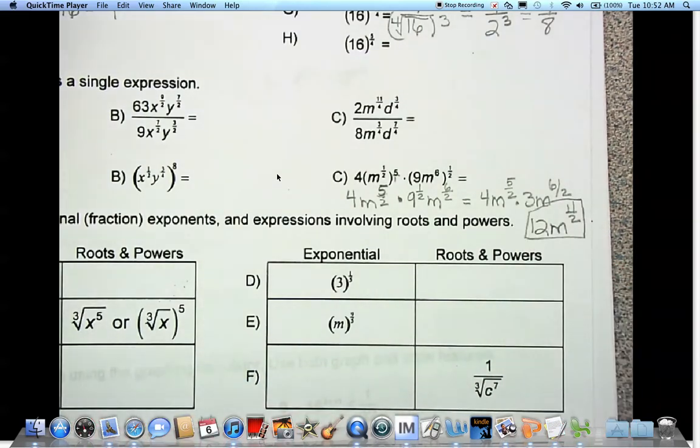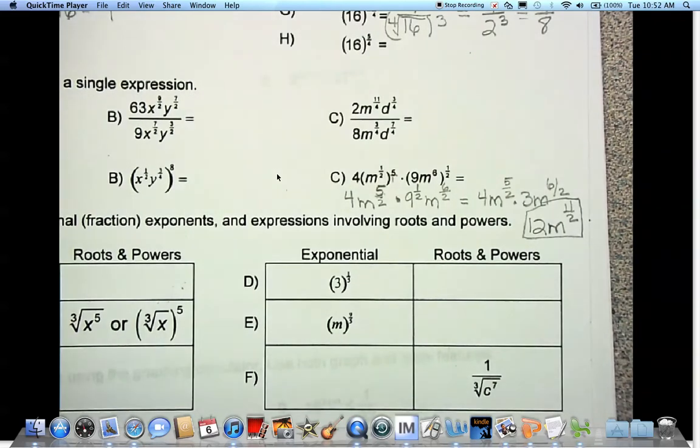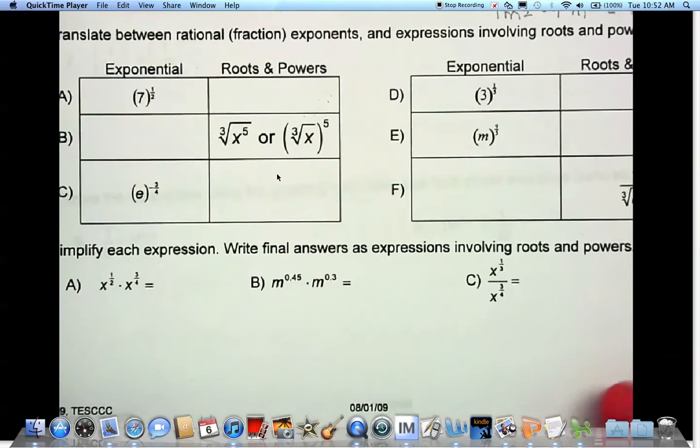If we have halves and they reduce down to whole numbers, you want to go ahead and reduce it. Okay? So like if you have m to the 4/2, what does that reduce to? M to the what? What's 4/2? Yeah, you want to go ahead and reduce that to m squared at the end.